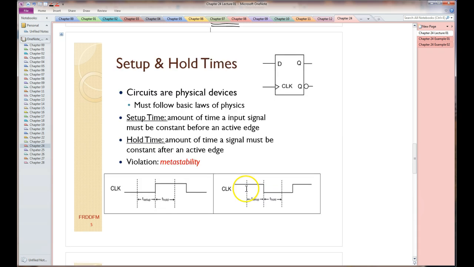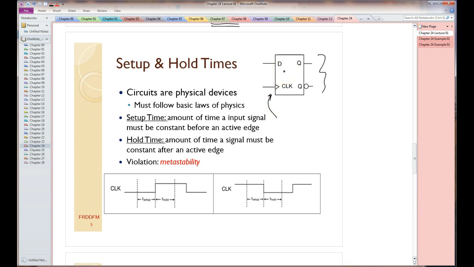A super important item here is the setup and hold times of circuits. These devices, what we're working with, are physical circuits. We must obey the laws of physics. There's some important things that we truly must obey in the notion of synchronous circuits. If we don't obey them, the circuit doesn't work. This is a synchronous circuit. All the changes in the circuit are synchronized to that clock edge.